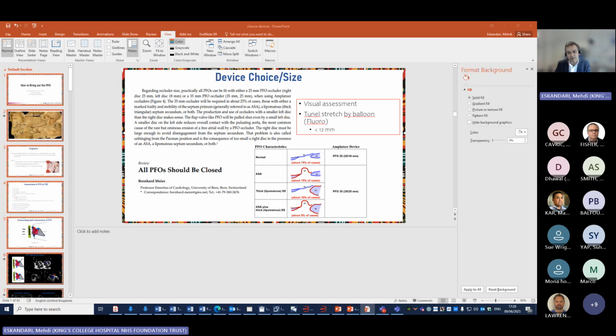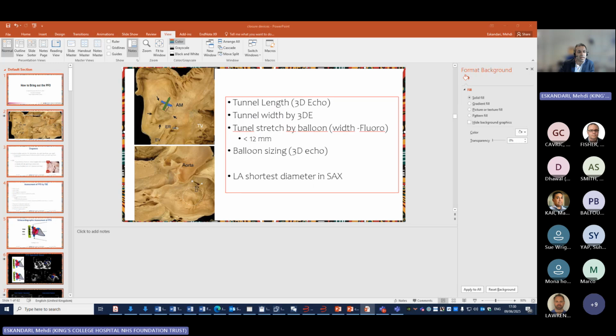So essentially, Bernhard Meier in Switzerland put a balloon across the PFO, and if it's stretched less than 12 millimeters and it's not an aneurysmal septum, he uses a standard PFO device, which is 18 millimeters on the left side and 25 millimeters on the right side. And then if it's aneurysmal, or aneurysmal and thick septum, he upsizes to 35-25, a very simplistic way of doing this. But there are ways of doing this based on the echo. So you can use the tunnel as we discussed. You can use the width.